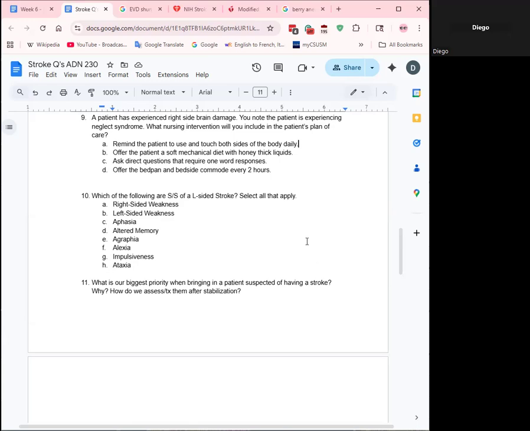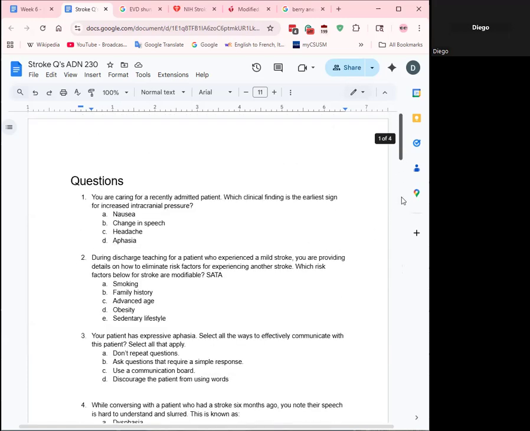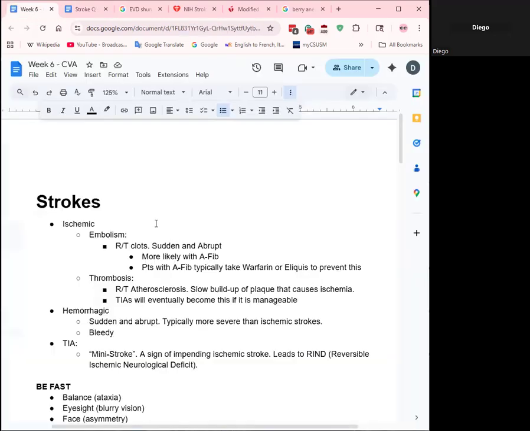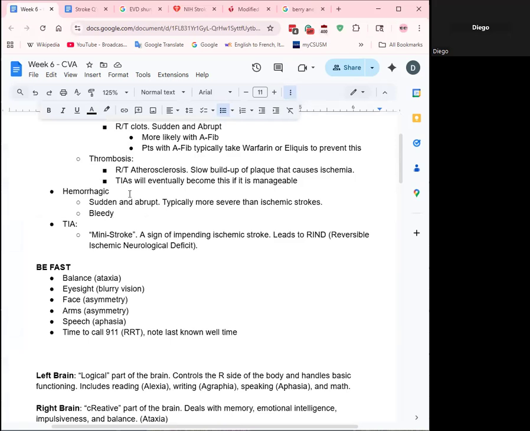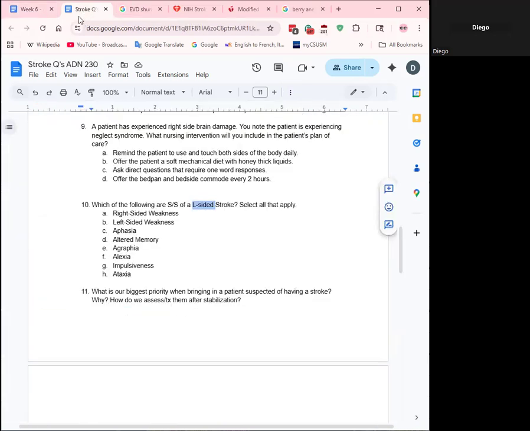Yeah, so this is going to be A, C, E, and F. So just remember left-sided damage leads to weakness on the other side. Kind of like how they say people that are left-handed are very creative, that left-handedness comes from the right side of the brain, which is the creative part of the brain. So it's like they're opposites there.